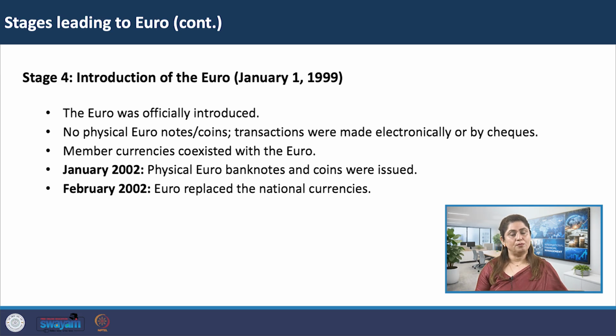In 1 month, billions of people went from using their national currencies, which had been stable points of national identity, to using a new supranational currency. It was a remarkable feat of coordination and confidence building. Now, why did European countries make this extraordinary sacrifice? Let me walk you through the key benefits that were promised and to a large extent have been realized.